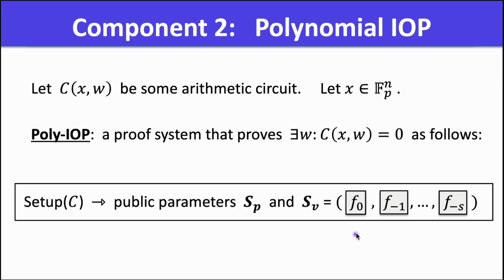Okay, so here I denote these polynomials f sub 0, f sub minus 1, f sub minus 2, and so on and so forth. It's convenient to index them by negative values, as we'll see in just a second. Now, SV only contains commitments to these polynomials, which is why we write the polynomials in a box. So a commitment to a polynomial will be denoted by a polynomial in a box. And here, basically, SV just contains a commitment to s plus 1 polynomials. So that's the first step of the poly IOP.